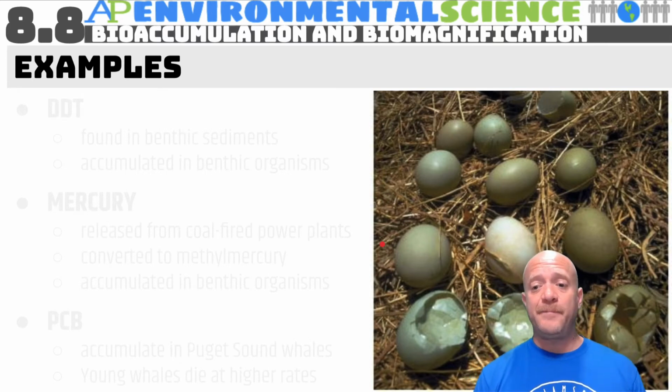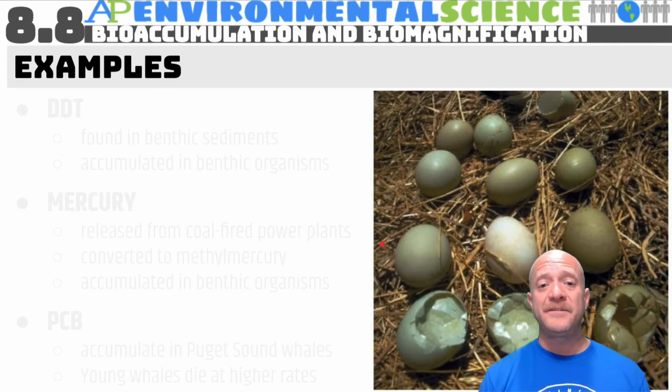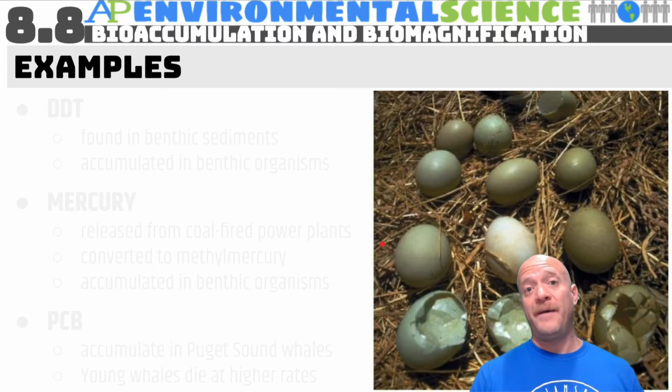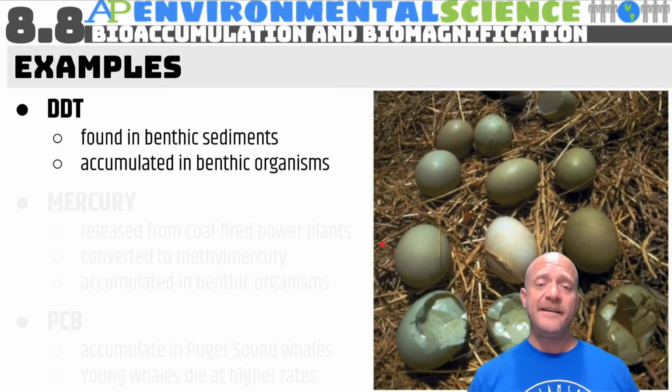Some famous examples, and we've talked about some of these, of substances that can bioaccumulate or biomagnify: DDT. DDT was an insecticide that was used in the 1950s. It was outlawed in the 70s, and it settled into the benthic segments, the bottom of a lake, river, or stream, and it accumulated in the organisms that lived down there, and then it moved up the food chain and accumulated in other organisms that consumed those benthic organisms.